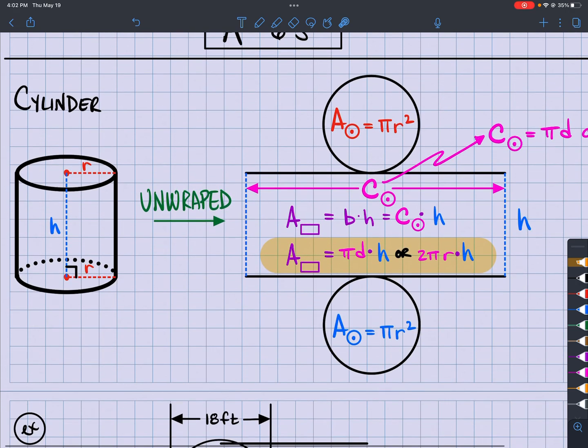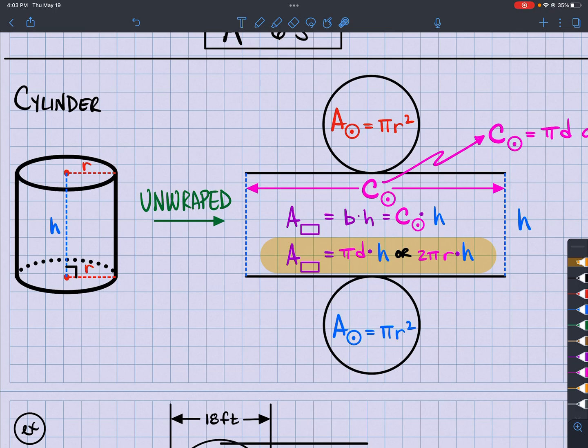For a cylinder, if I was to take this right here and pull the lid off and the bottom off, I will have two circles. Those circles, the area of those two circles, pi r squared for both the top and the bottom, because it's a cylinder, so they're exactly the same. Now, the wall of the cylinder, however, if I was to unwrap it, it would literally come out to be like a square, as long as I cut it off exactly straight.